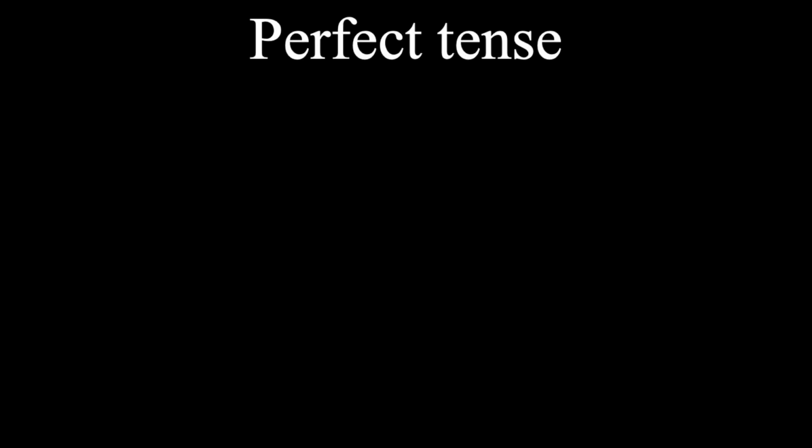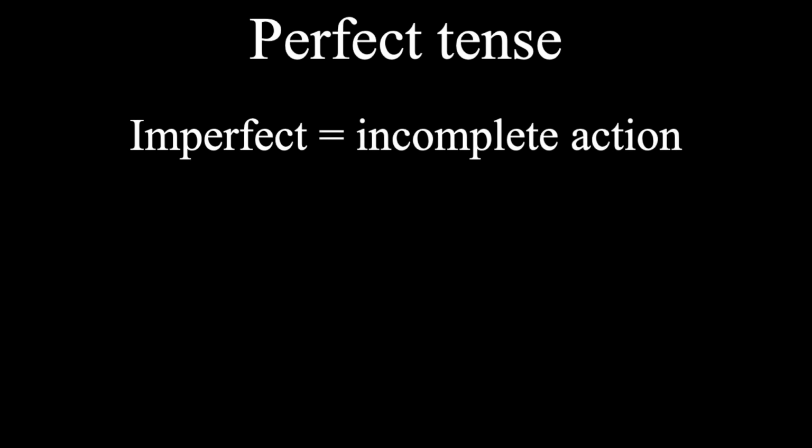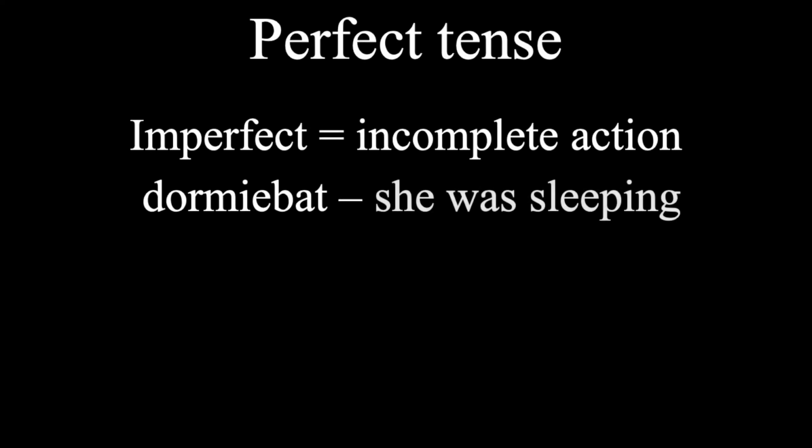First, let's address the question of what perfect tense is by comparing it to the imperfect tense, which is the other past tense that we've learned. Imperfect tense is used to show incomplete action in the past, so something that was still happening and hadn't stopped yet. For example, we might have dormiebat, which we know is imperfect because of that bat ending. It means she was sleeping. At the time you're discussing in the past, this was still happening.